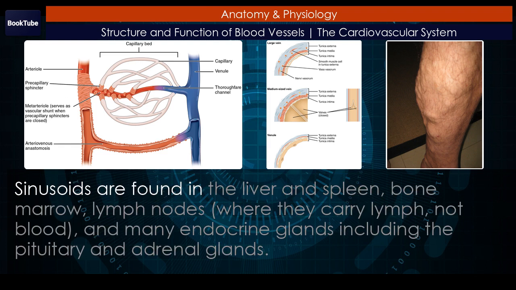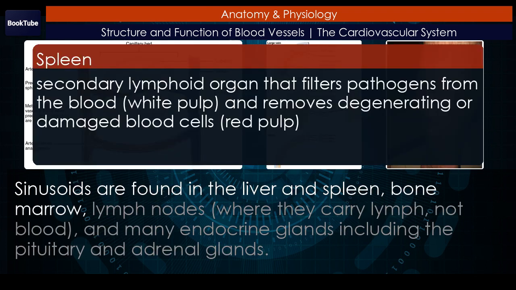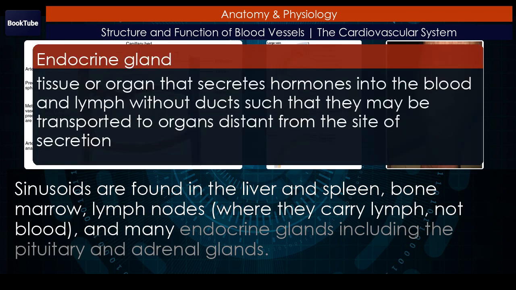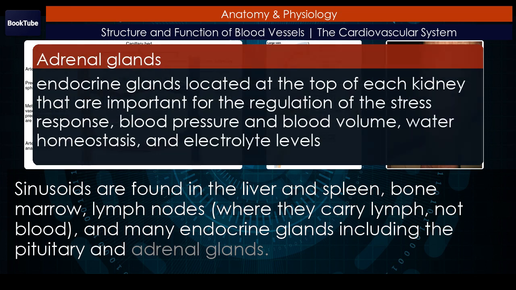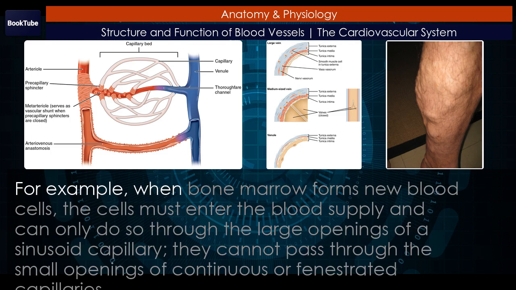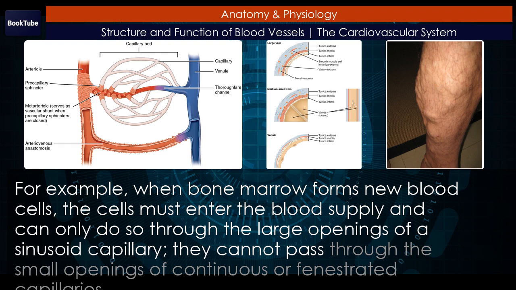Sinusoids are found in the liver and spleen, bone marrow, lymph nodes, where they carry lymph, not blood, and many endocrine glands including the pituitary and adrenal glands. Without these specialized capillaries, these organs would not be able to provide their myriad of functions. For example, when bone marrow forms new blood cells, the cells must enter the blood supply and can only do so through the large openings of a sinusoid capillary. They cannot pass through the small openings of continuous or fenestrated capillaries.